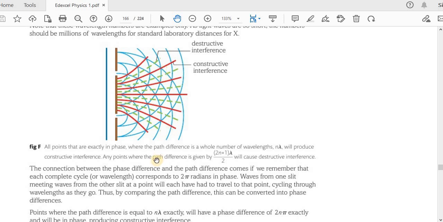Now let's look at another point, for example here, or even here, because it's easier to count. Okay, so here, now look at this. We have 1, 2, 3, 4, 5, 6 wave fronts from here up to here. Okay, 6 wave fronts to this point. See where it is labeled destructive interference. From here it's 6 wave fronts.